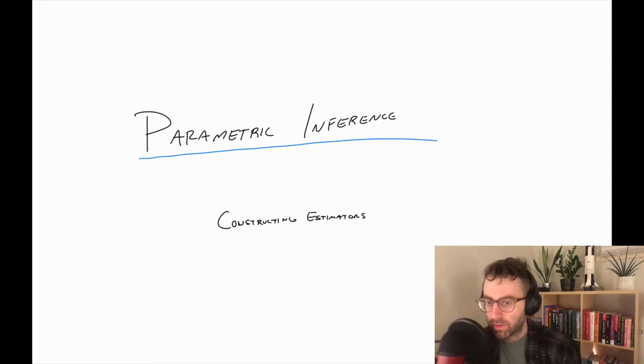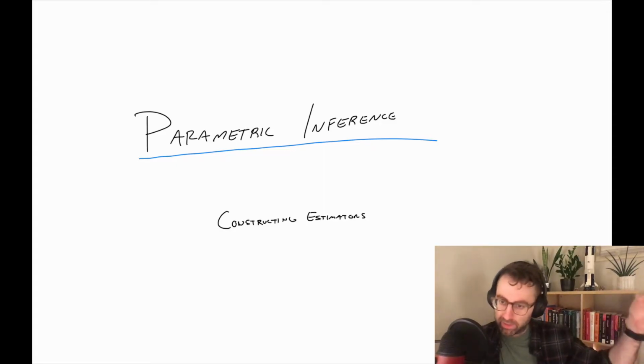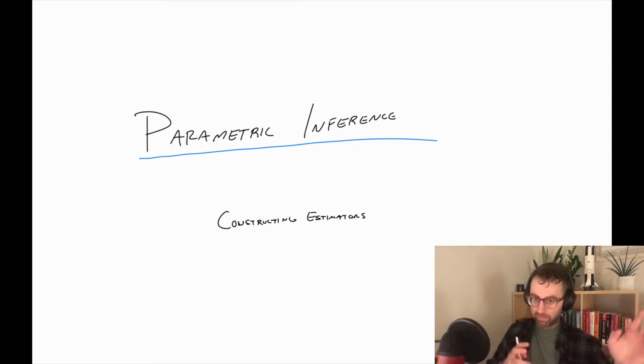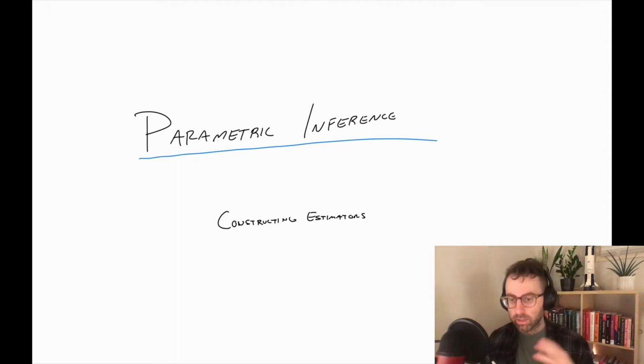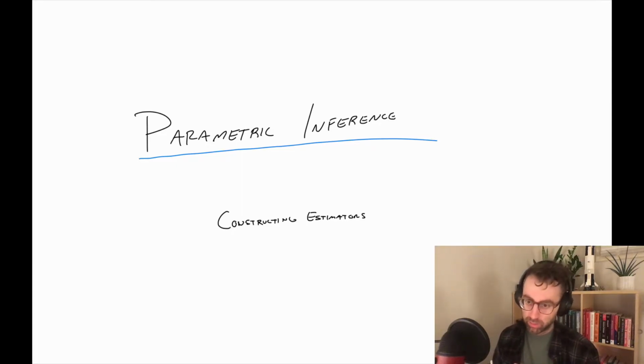Okay, welcome to another Stat 510 video. The title on the previous slide was Parametric Inference 1 because I decided to split that chapter of the book into two. In this video and this week, if you're following along in the course, we're going to talk about constructing estimators, and then next week in the follow-up, we're going to talk about properties of those things.